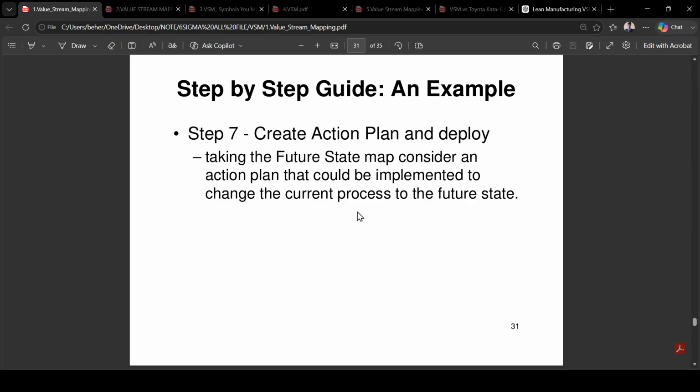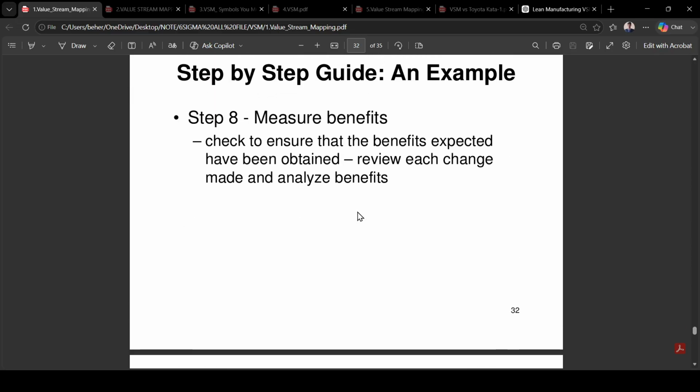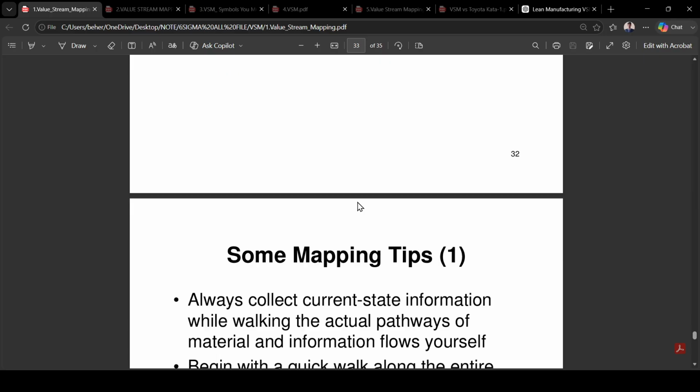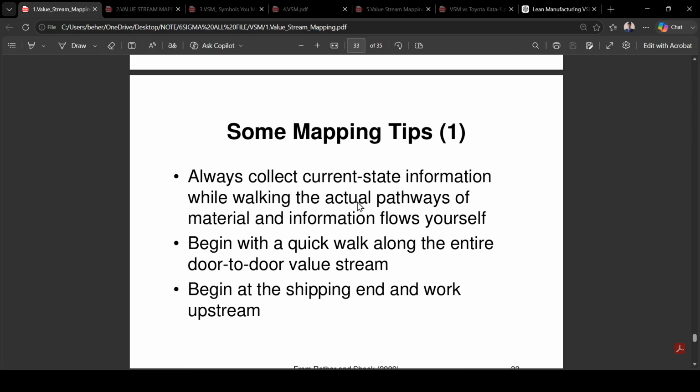Taking the future state map, consider an action plan that could be implemented to change the current process to the future state. And step 7, measure benefit. Check to ensure that the benefits expected have been obtained, and review each change made and analyze benefits. So, mapping tips.